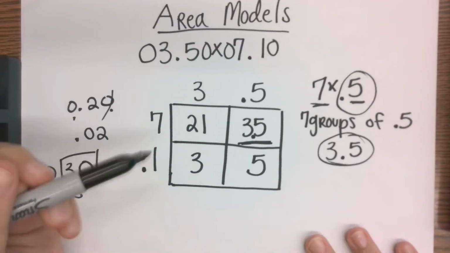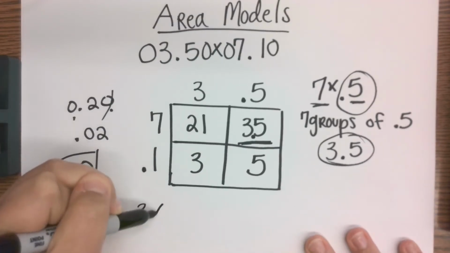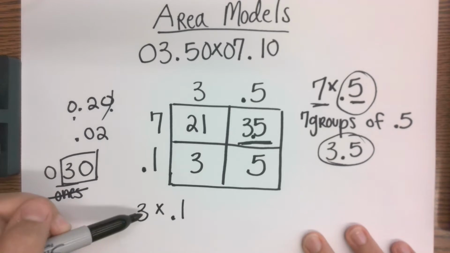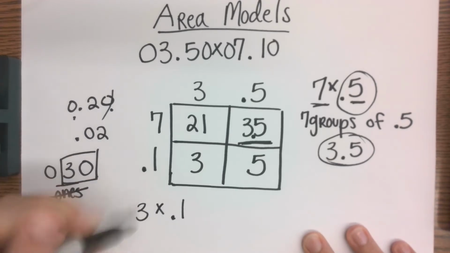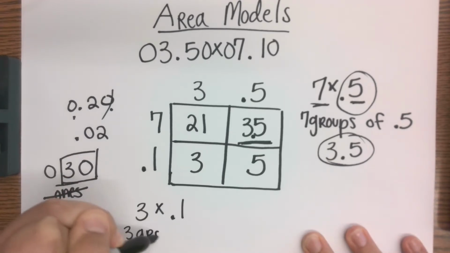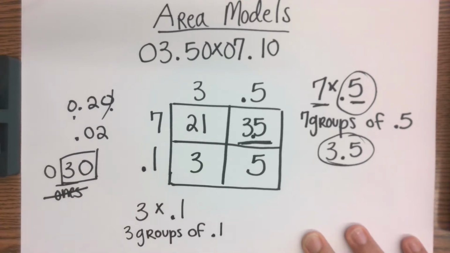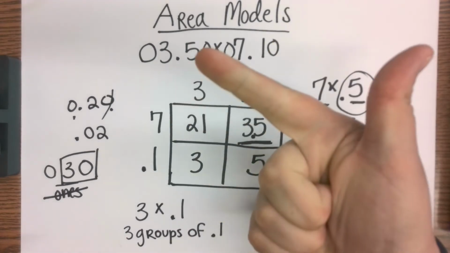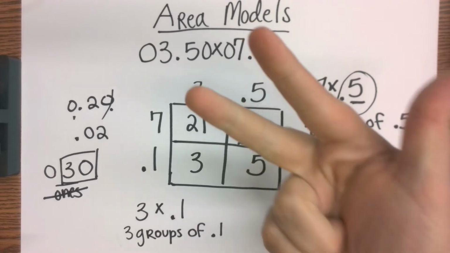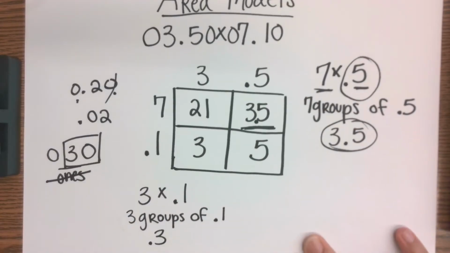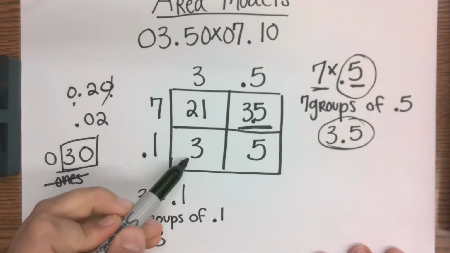Over here, we had 3 multiplied by 1/10, right? Okay, this means I have 3 groups of 1/10. Okay, now if I count it, I would have 1/10, 2/10, 3/10. So according to that idea, our decimal needs to go here.